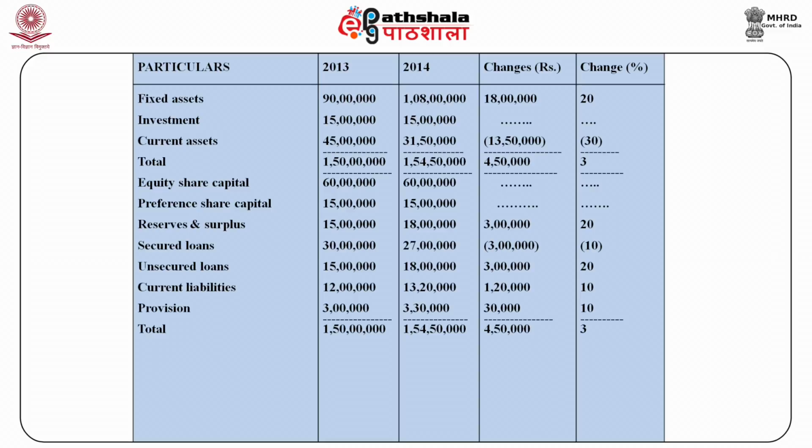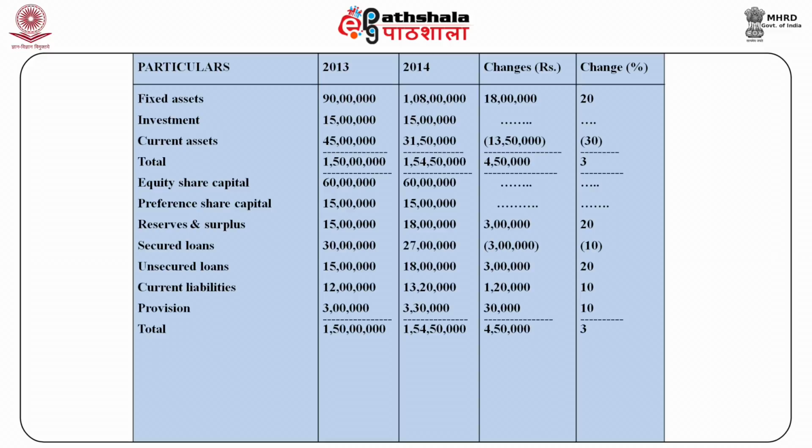The reserves and surpluses for the year 2013 are 15 lakh. They have gone to 18 lakh. That is, there is an increase of 3 lakh, showing an increase of 20%. Then we have secured loans. They have reduced from 30 lakh in the year 2013 to 27 lakh in the year 2014 by 3 lakh, showing a decrease by 10% of the total.